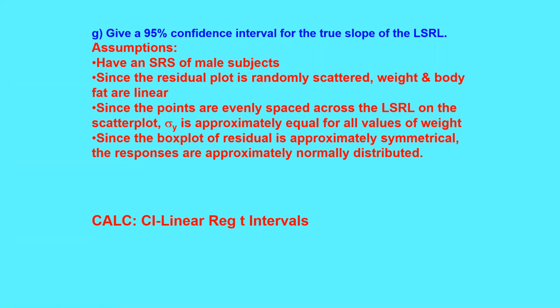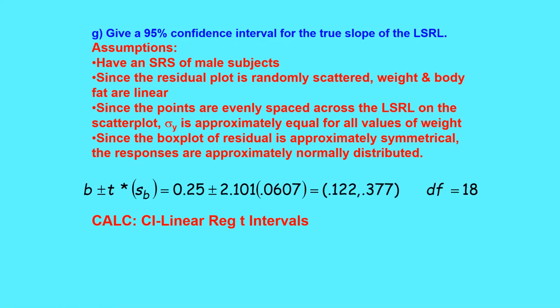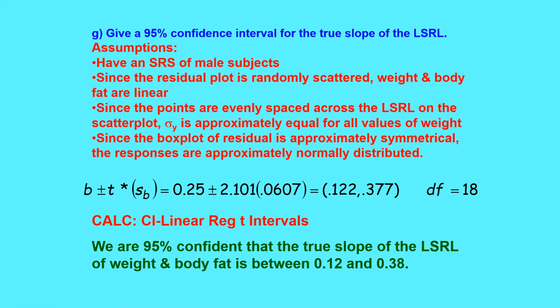We can use our calculator using confidence interval: menu, statistics, confidence interval, linear reg t interval. Again, if you want to calculate, the formula is on your AP formula sheet. You can do so as such. We'll get this interval, and if we state our sentence, we are 95% confident that the true slope of the least squares regression line of weight and body fat lies in the interval 0.12 and 0.38. So again, if you're finding a confidence interval, don't forget assumptions.